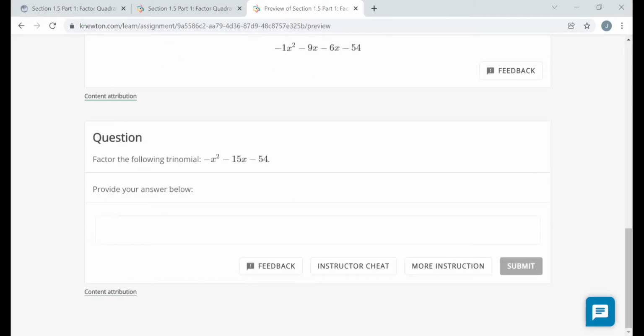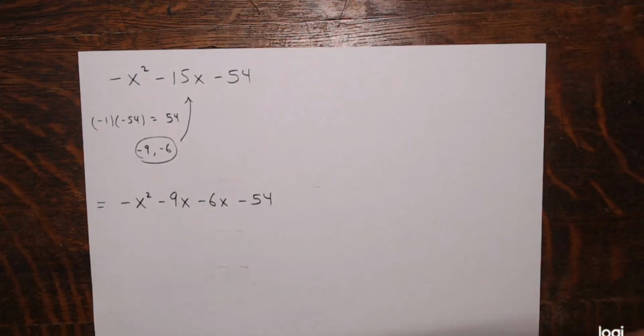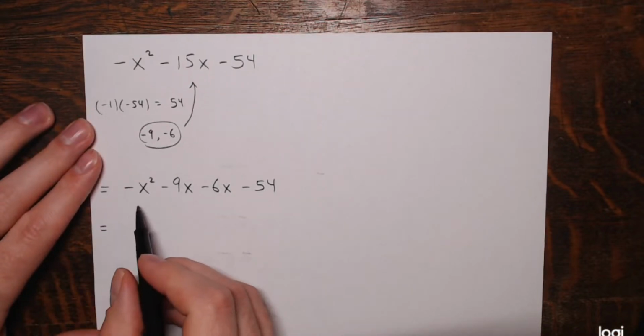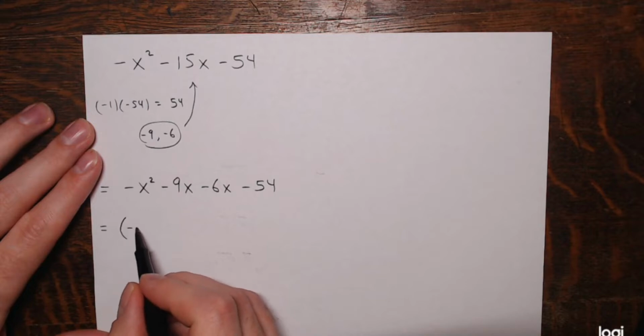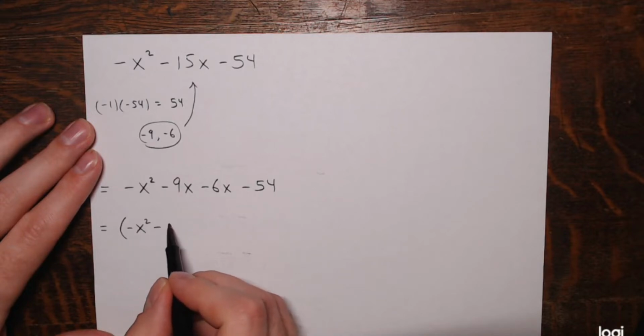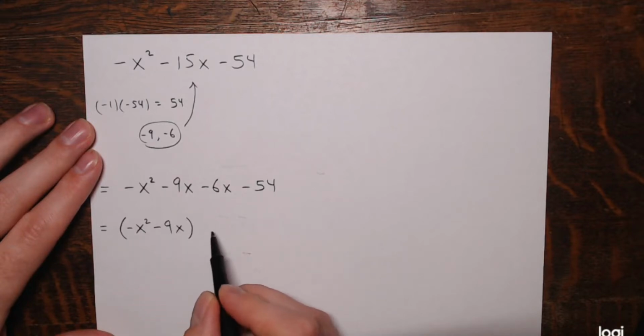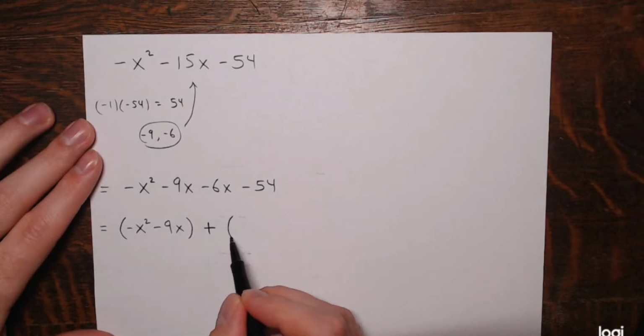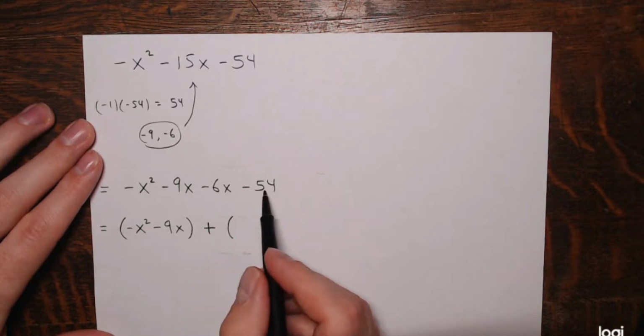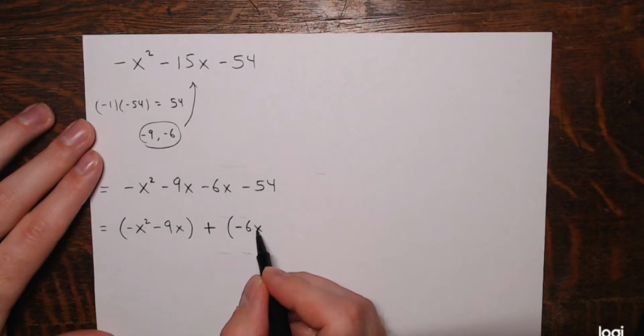All right. So let's do that. Okay, so now the grouping part comes in. The first two terms I'm going to put in a set of parentheses. And then again, I like to do this, put a big plus sign. And then in another set of parentheses, the next two terms, negative 6x minus 54.